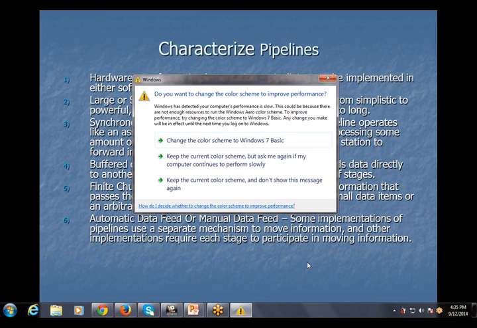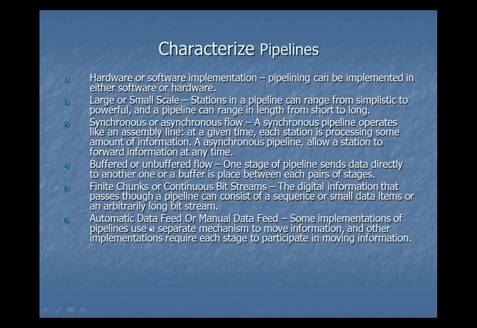The next category, the sixth category, is automatic data feed or manual data feed. In pipelining with an automatic feed, data is automatically fed into the pipeline. Some implementations of pipelining use a separate mechanism to move the information, and other implementations require each stage to participate in moving information.